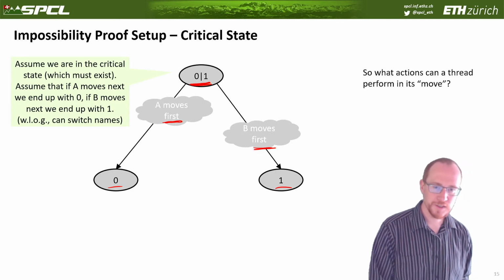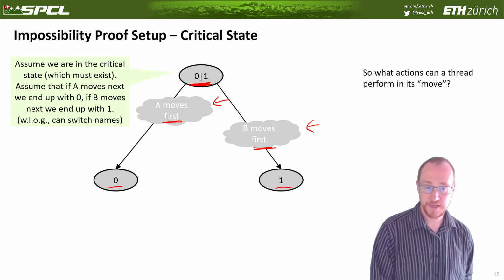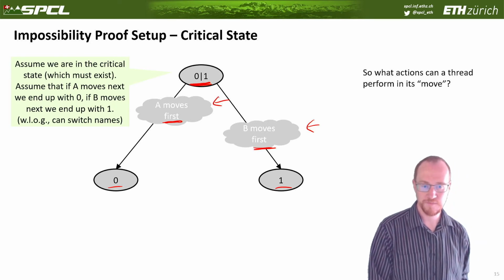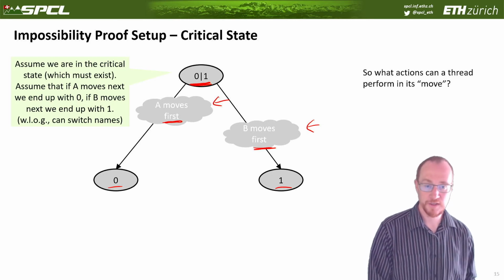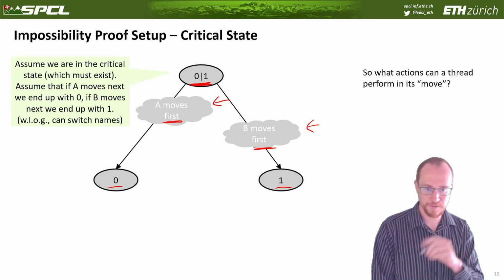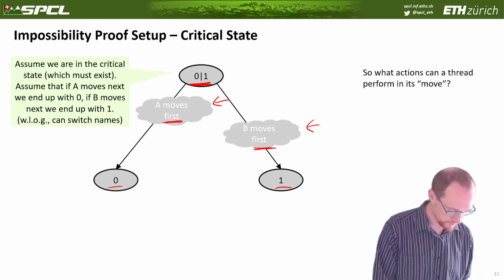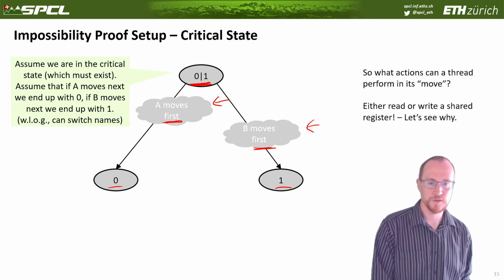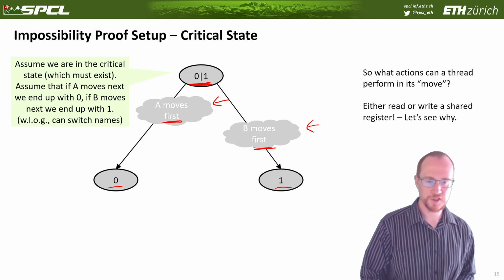So now the question is, what actions, like in these clouds here, can thread A or thread B perform in order to make its move in order to make the decision? So it has exactly one action to make the decision because we're in a critical state. It cannot take multiple actions. So what is this one action that is going to take the decision for A or B? Right? This is now the question. So of course, it has to be either reading or writing a shared register.